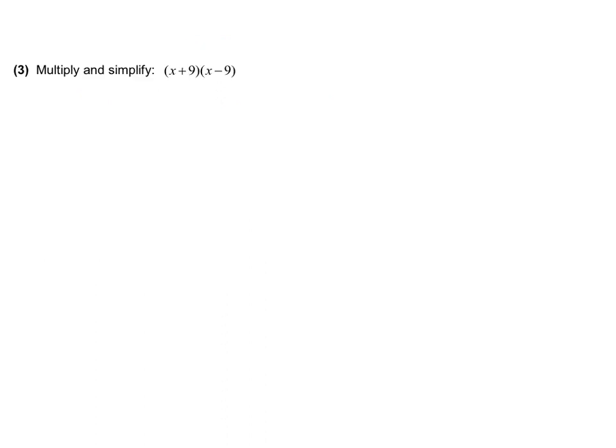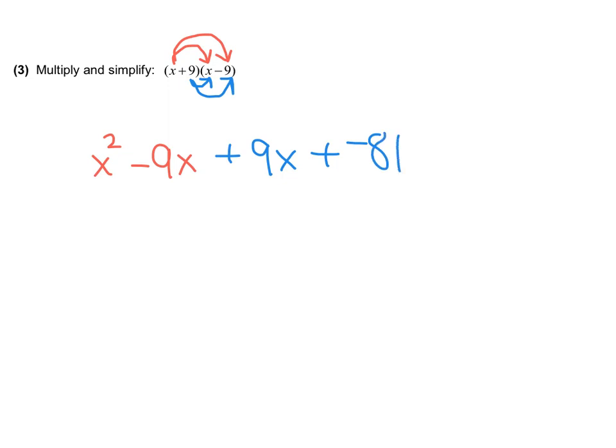Problem 3, multiply and simplify. We're going to distribute the x to both terms in the second pair of parentheses. So that's an x times x is x squared, and then x times negative 9 is minus 9x. Then we are going to distribute the 9 to both pieces in the second parentheses. So we have a plus 9 times x, so plus 9x, and then plus a 9 times negative 9 is a negative 81.